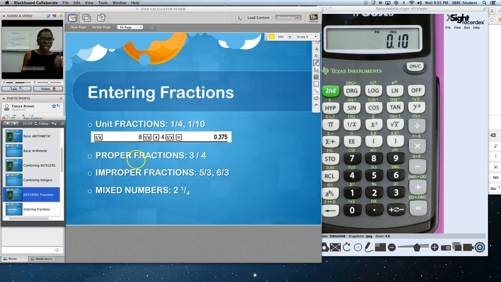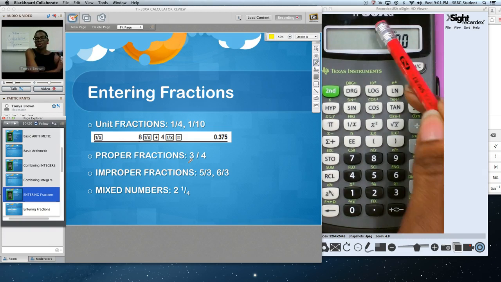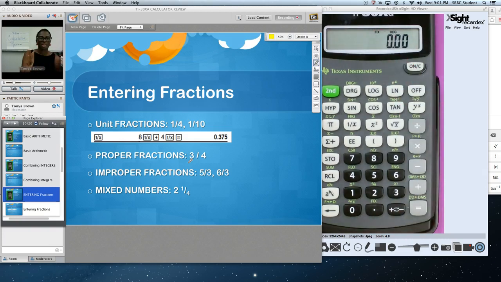So let's go ahead and look at entering fractions. So if we were to enter regular fractions, how do I get rid of this fix that is on my screen? What do I do? Because clear will not clear out the fix, and I don't want everything with 2 decimal places. So how do I clear that out? I have to turn it off, and then I turn it back on. And that clears that out.